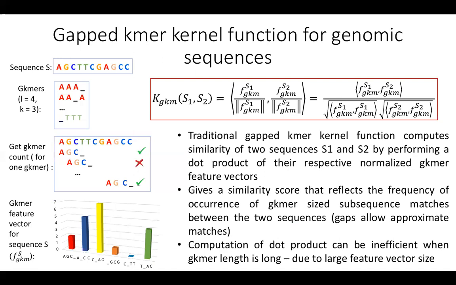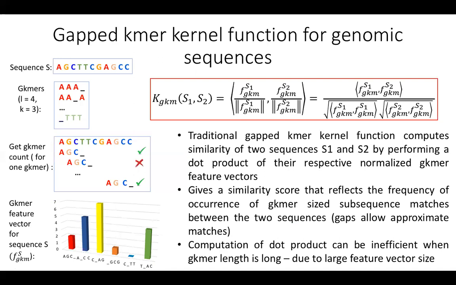So in this example, we have chosen to use gapped k-mers with l equal to 4 and k equal to 3. Now here, we actually tried to get the gkmer count for AGC blank. We do this by simply sliding it across the sequence and counting up the number of matches. Here we get a count of 2 for this gkmer. Proceeding in this way, we can represent the genomic sequence as a gkmer feature vector, represented as F_S^GKM, or the GKM feature vector for sequence S.